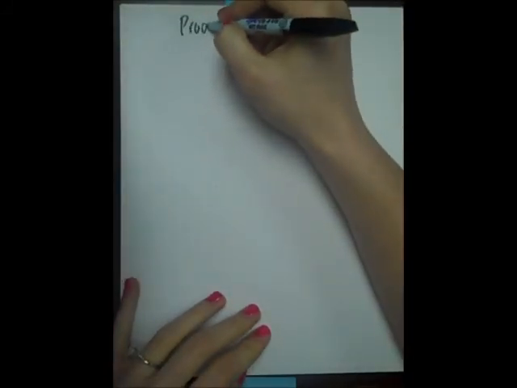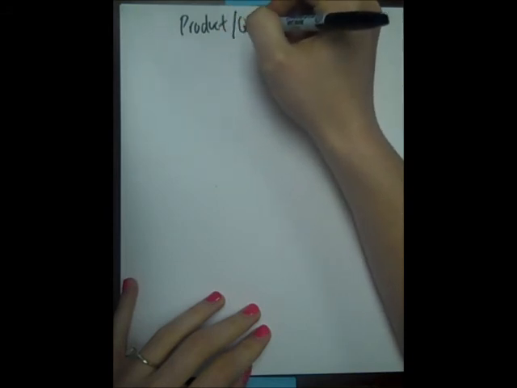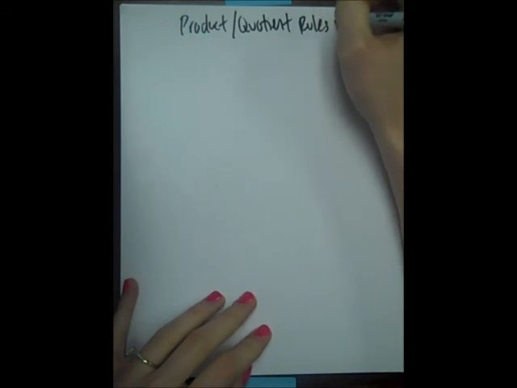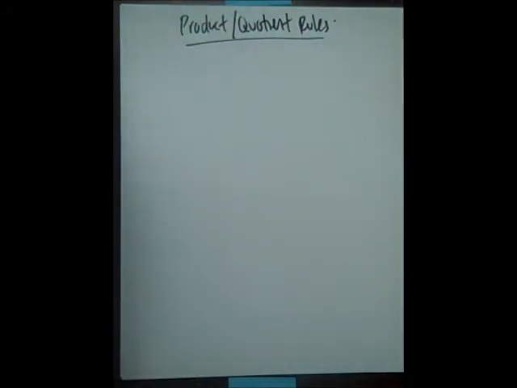Okay, so we're still working on derivatives, and the idea is that we don't really want to have to take a limit every time we want to find the derivative of a function. So the next section that we're going to talk about are the product and quotient rules. Before we go over what the product and quotient rules are, let's remember what we're doing.